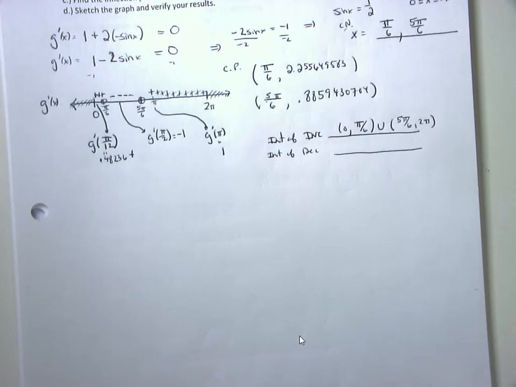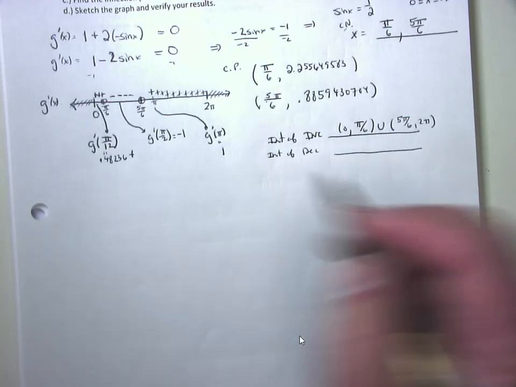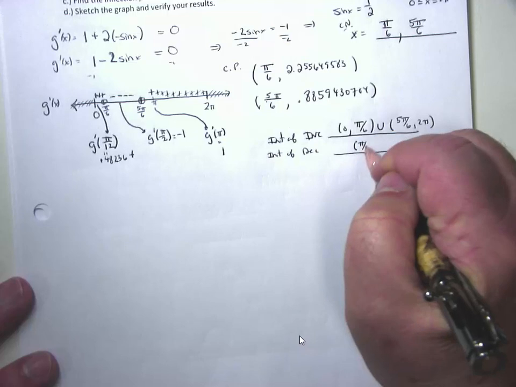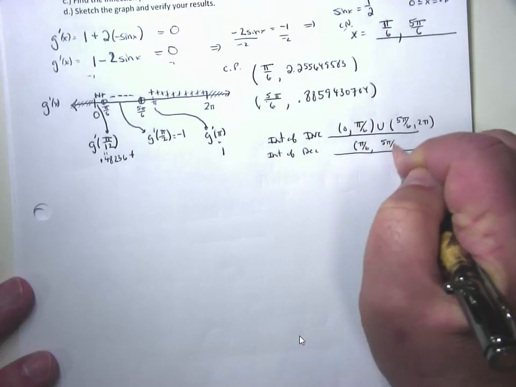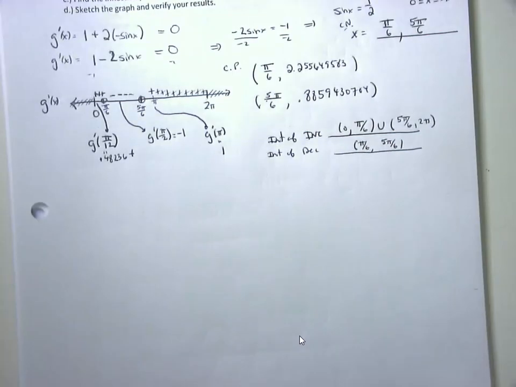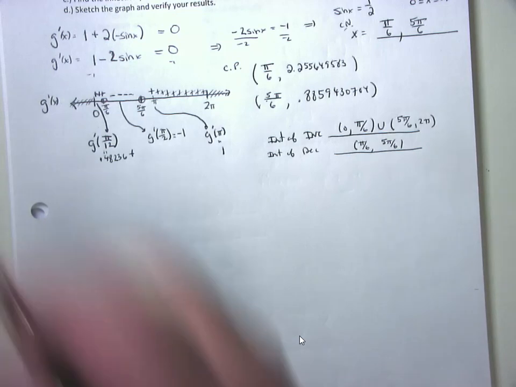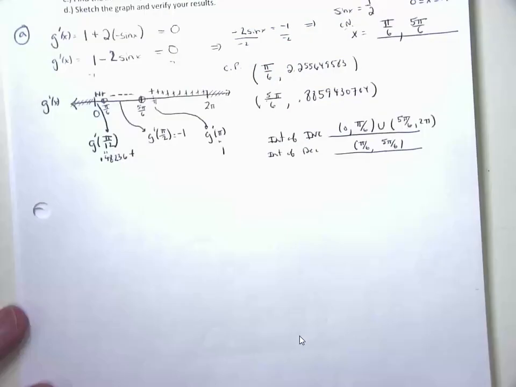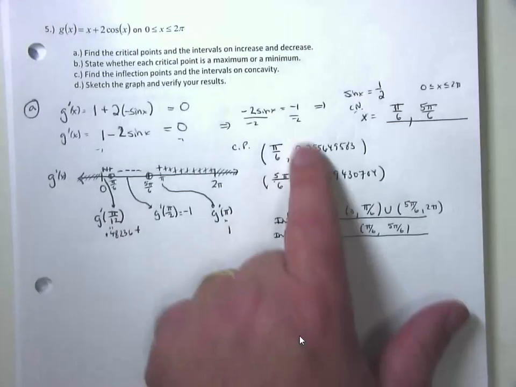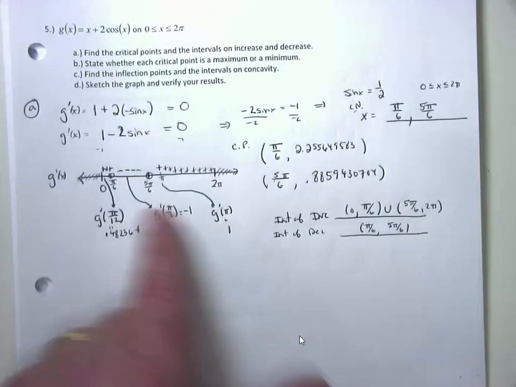What is the interval of decrease? Between pi/6 and 5 pi/6. Does that make sense? Questions? Okay, all that is part A. You were supposed to find the critical points and intervals of increase and decrease.